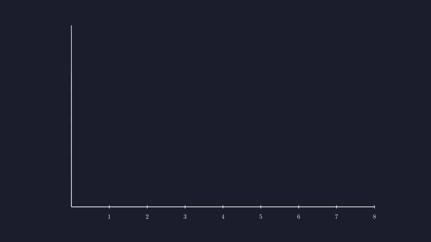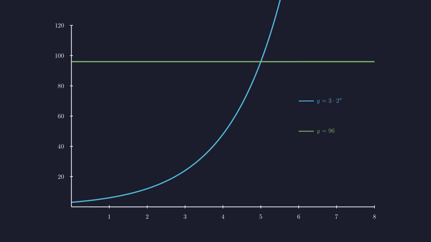Want to see this graphically? Here's what's happening. The blue curve is growing exponentially, green line stays flat. And boom! They cross right here. X equals 5, just like we found. Pretty cool, right?